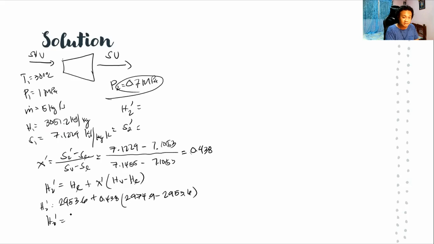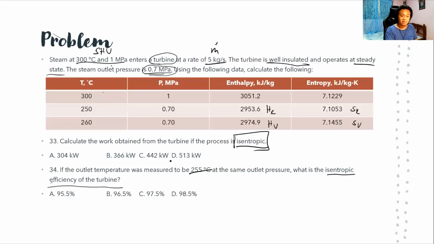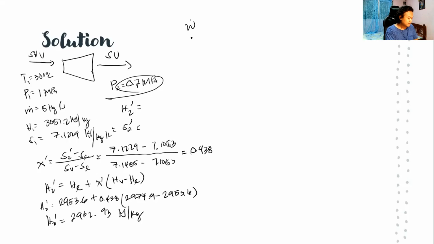You will get 2962.93 kilojoules per kilogram. Okay, and then we are asked to find the isentropic work. So the isentropic work, just multiply the mass flow rate and then H2 minus H1, but this is actually H2 prime, and we got H2 prime already.